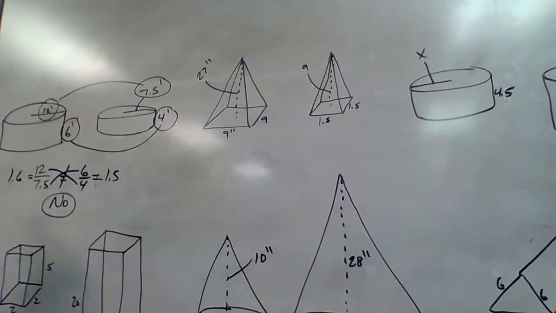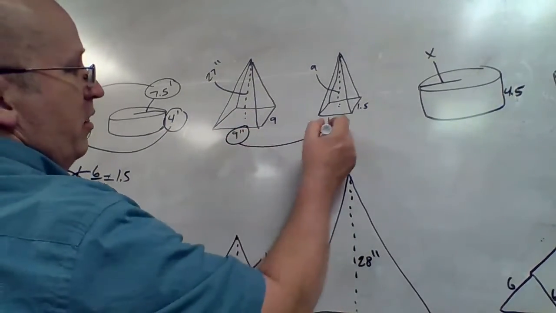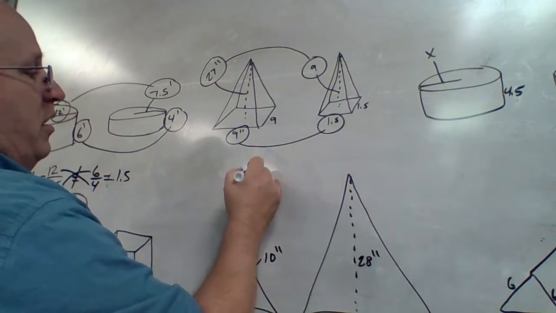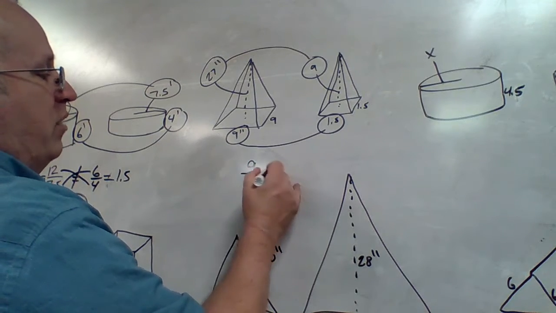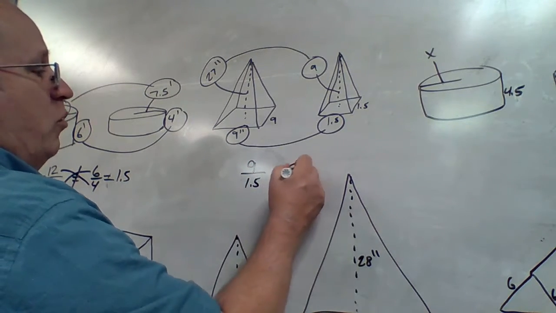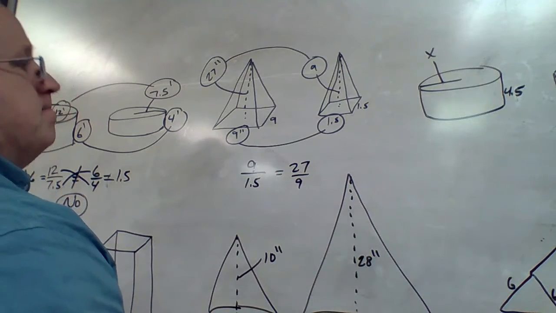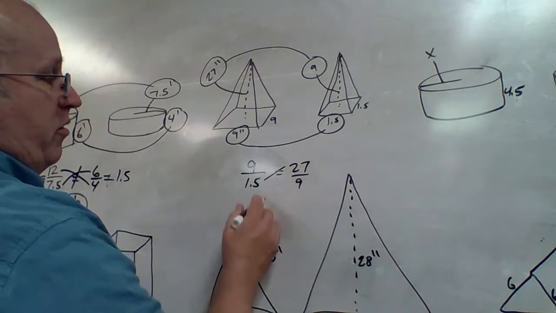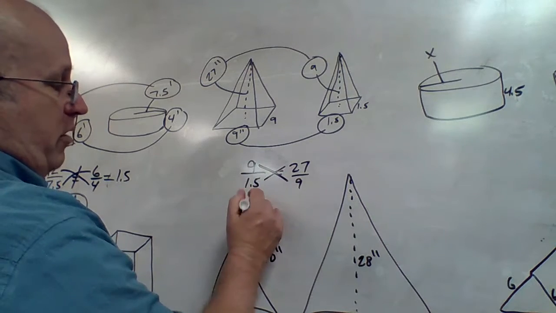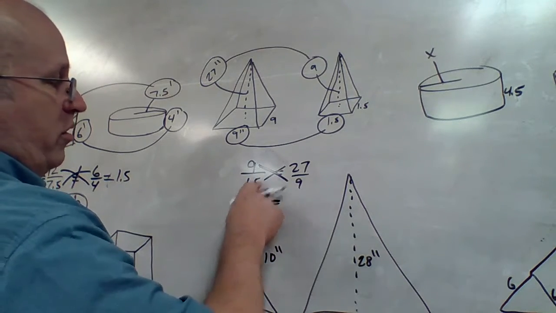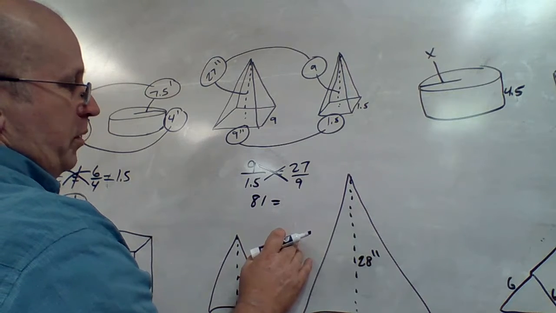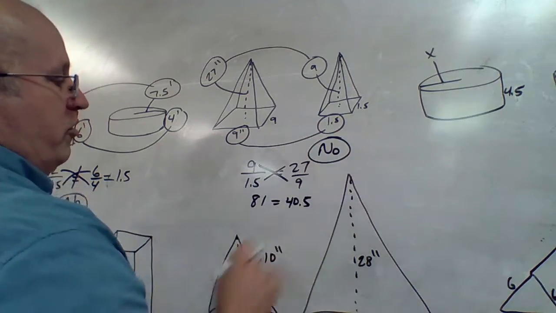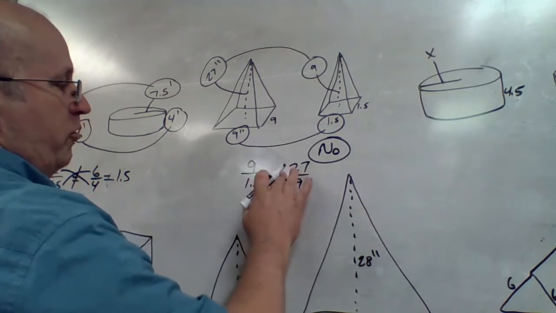Let's try with this one right here. Here, the 9 is corresponding to the 1.5, and the 27 is corresponding to the 9. Is 9 over 1.5 equal to 27 over 9? Well, I could use the cross product method, right? This times this and this times this. 9 times 9 is 81. Is 81 equal to this times this, which would be 40.5? No, they're not. So again, this is a no situation where the figures are not in proportion.